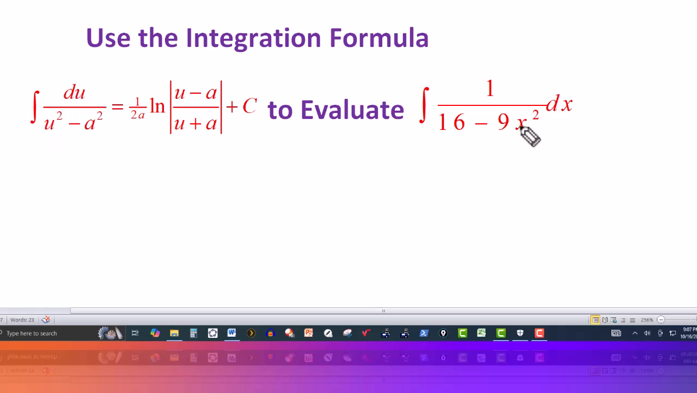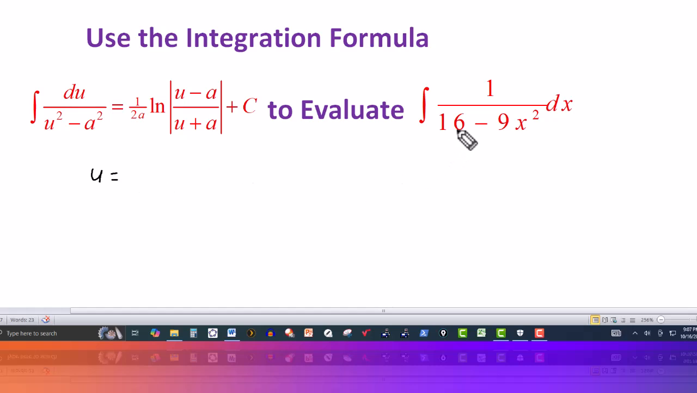So notice here we have it in terms of x. Now if this was written as 1 over x squared, say minus 4, you wouldn't need anything else. You just go right to the formula. But sometimes it makes it easier if you use a u substitution here. So I'm going to let u equal 3x.